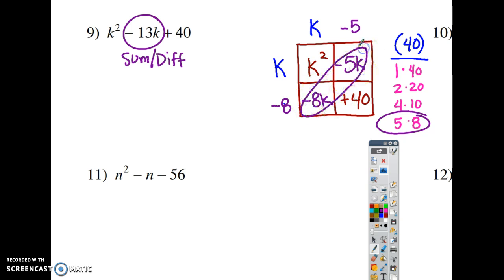So my factors are k minus 8 and k minus 5. And the order doesn't matter. You could have said k minus 5 first and k minus 8 second.